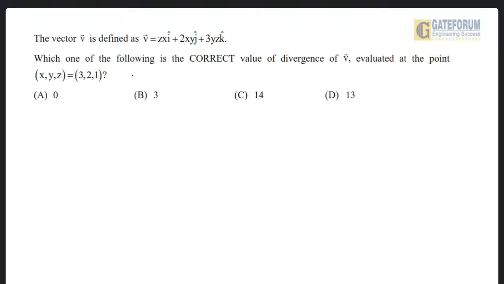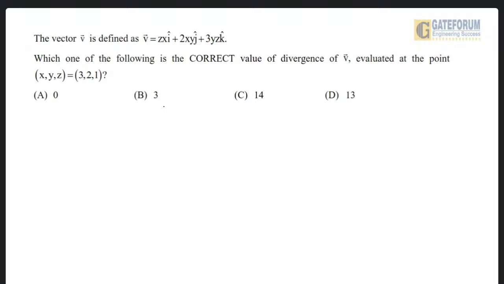The question is, the vector v bar is defined as v bar is equal to zx i cap plus 2xy j cap plus 3yz k cap. Which one of the following is the correct value of divergence of v bar, evaluated at the point x, y, z equal to 3, 2, 1? This is from engineering mathematics from the topic vector calculus, subtopic vector differentiation, divergence, etc.